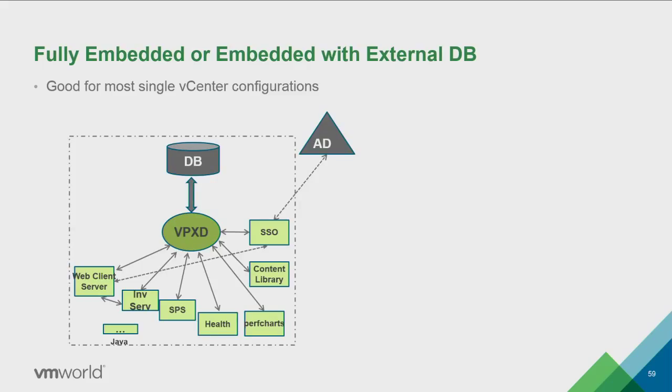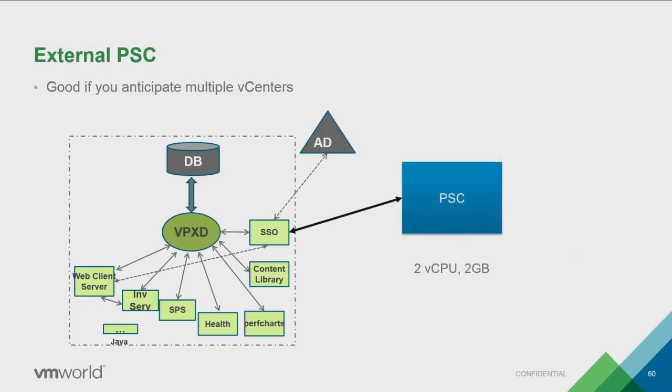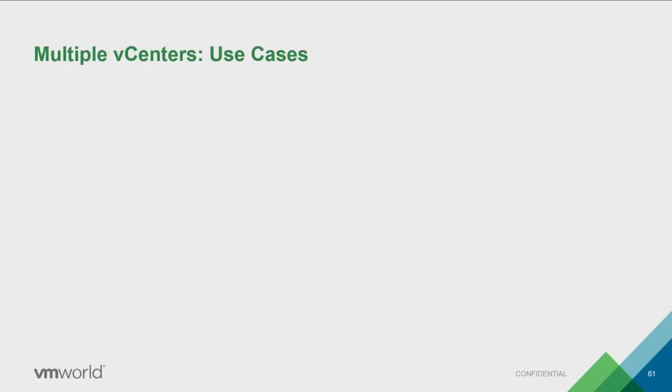So if you're fully embedded, like I said, we recommend to put everything in one box as long as it's fully resourced. Another popular configuration is putting the database separately. Fine. If you're going to use an external PSC, one reason I would recommend this is if you're planning to have multiple vCenters, you're probably going to want to share a PSC anyway. So in a situation where you're going to have multiple vCenters, put the PSC externally, and the out-of-the-box settings for the PSC should work just fine.